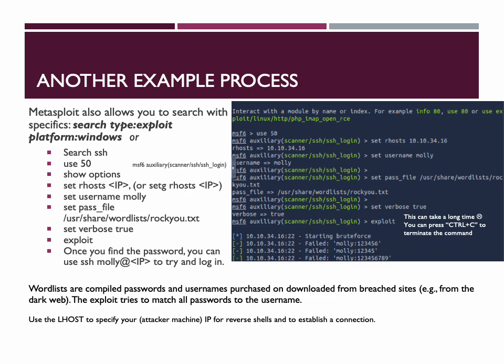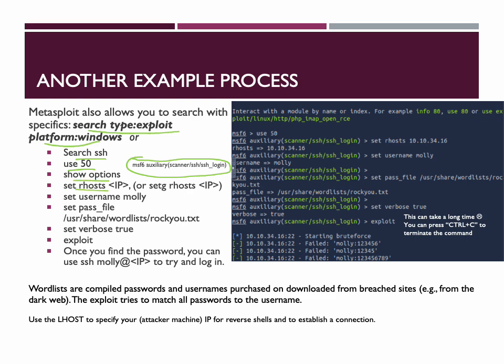Another example process: Metasploit allows you to search with specifics. Search type:exploit platform:windows. What are we doing? We're searching the type. Type would be exploit. What is the platform? The platform is Windows, right? So what type? Exploit. What platform? Windows. Or you could do search secure shell, then use 50, whatever the number is. Each of them has different numbers, right? Different types of exploits. Show options, set RHOSTS, right?